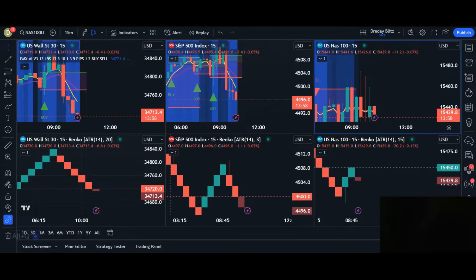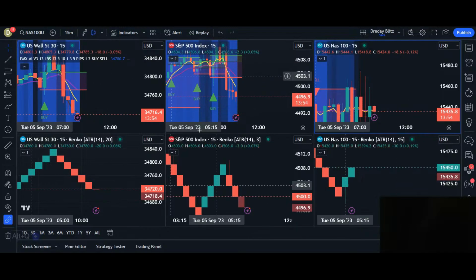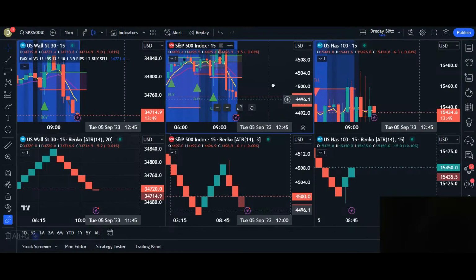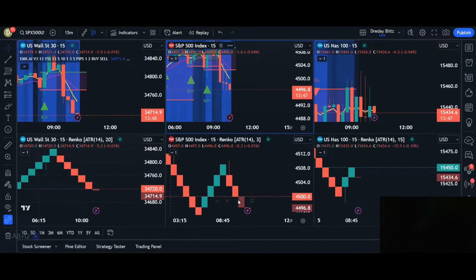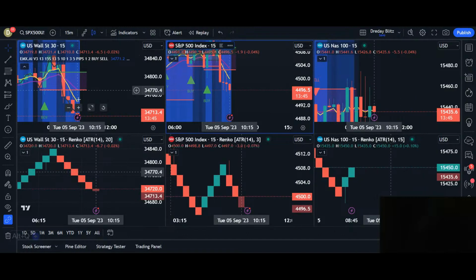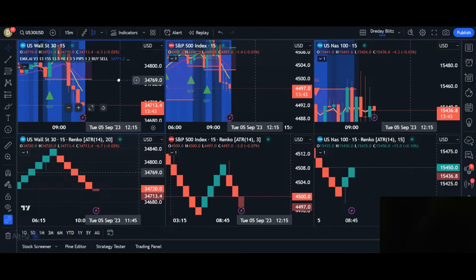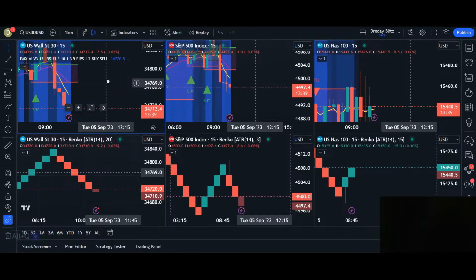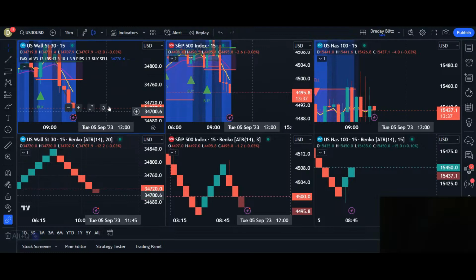So it's 10:15. So that's the next candle. So S&P 500 is pushing down, and US 30 is still showing bearish here.